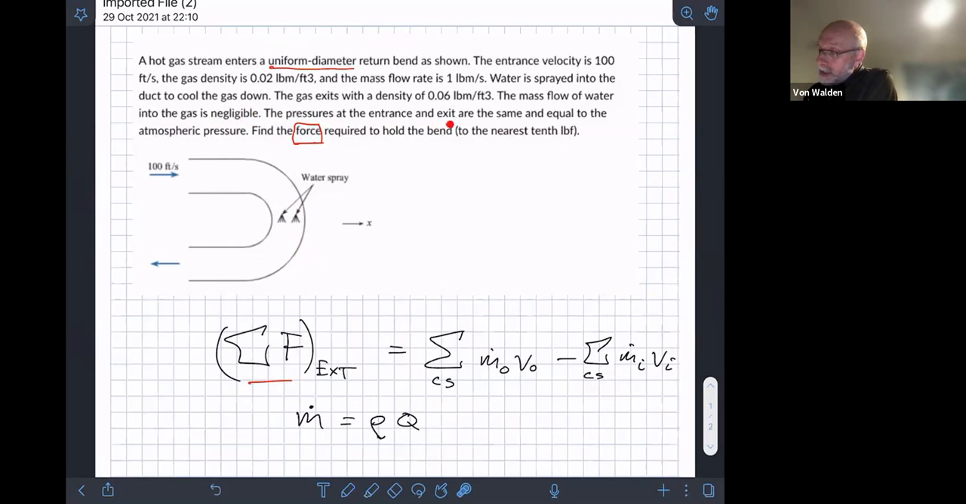The pressure forces at the entrance and the exit are the same, and they're equal to atmospheric in this particular example. So they're just shooting gas into this at atmospheric pressure. It's going through this sprayer that's cooling it down, changing its density, and then it's coming out. So in actuality, it's a pretty easy problem.